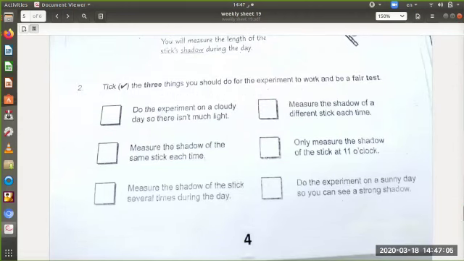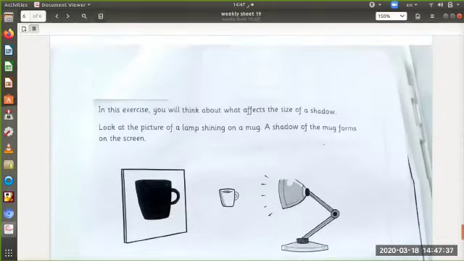Tick the three things you should do for the experiment to work and be a fair test. The answers will be: measure the shadow of the same stick each time, and measure the shadow of the stick several times during the day to see the direction. And we have to do the experiment on a sunny day so you can see a strong shadow. Okay.